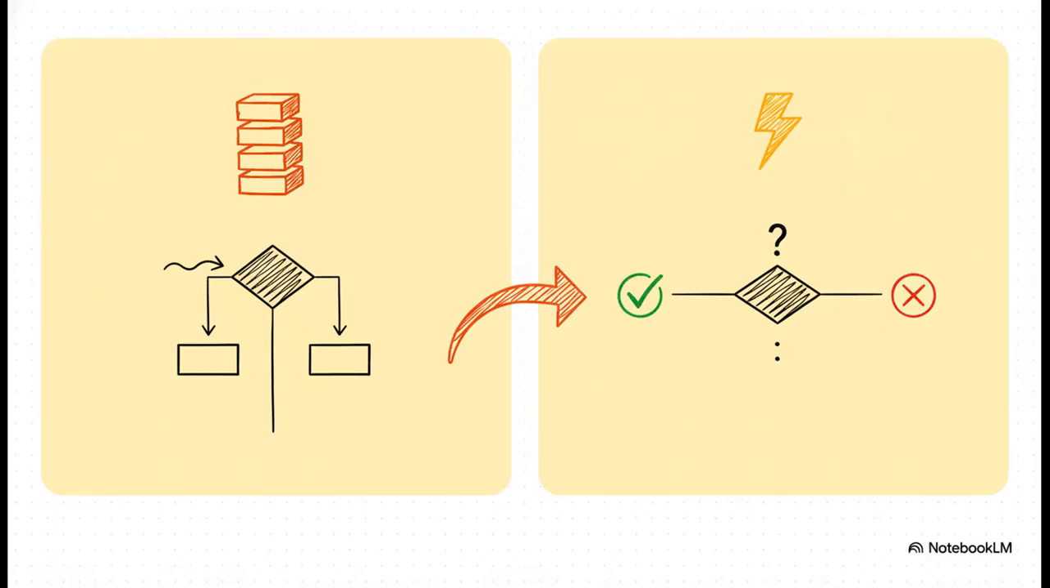Check this out. On the left, you've got your standard if-else block. It works perfectly fine, but it takes up 5 whole lines. Now look at the right. That's the exact same logic, but using the ternary operator.